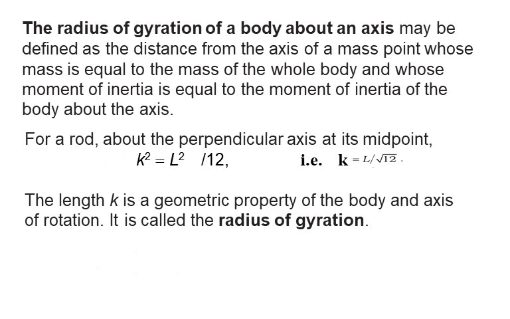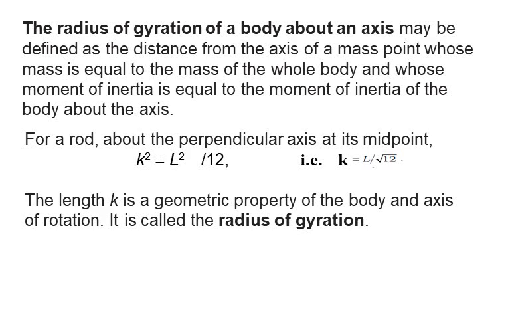So the radius of gyration of a body about an axis is the distance from the axis of a mass point whose mass is equal to the mass of the whole body and whose moment of inertia is equal to the moment of inertia of the body about the axis.